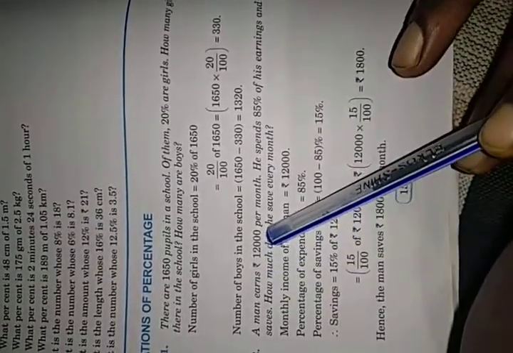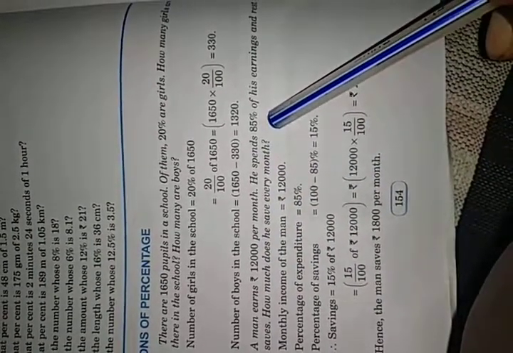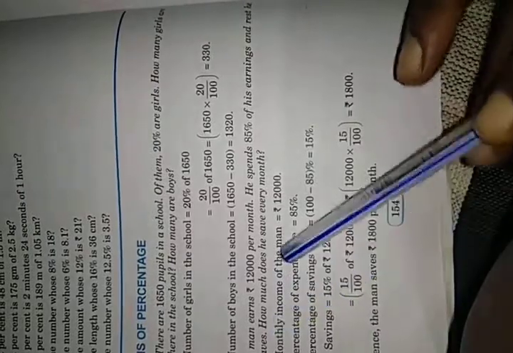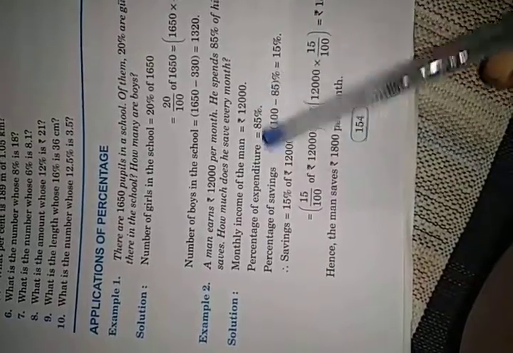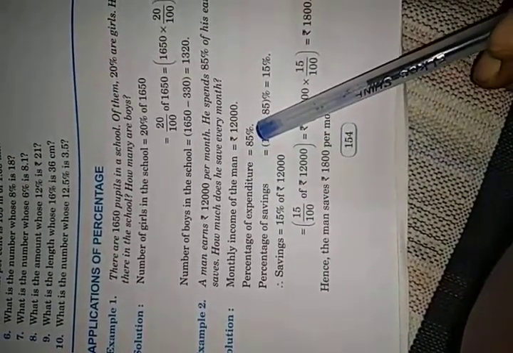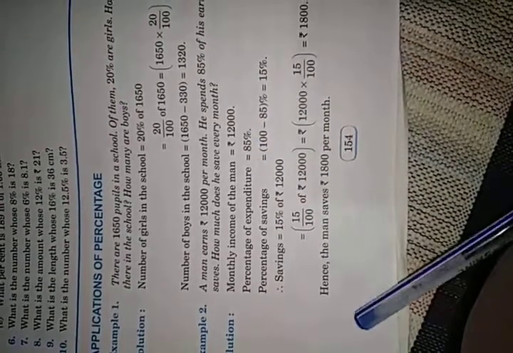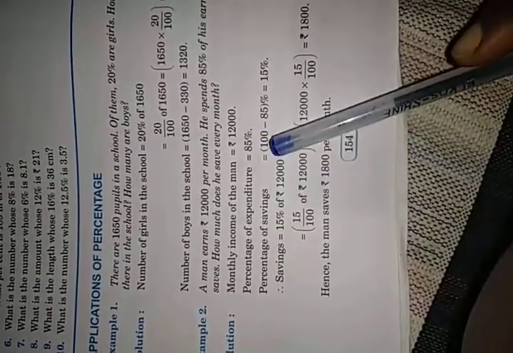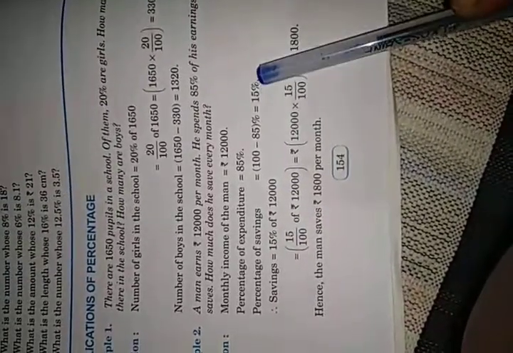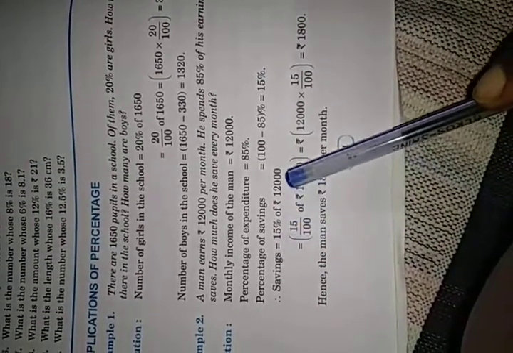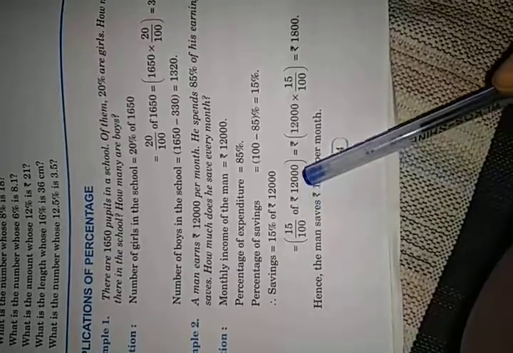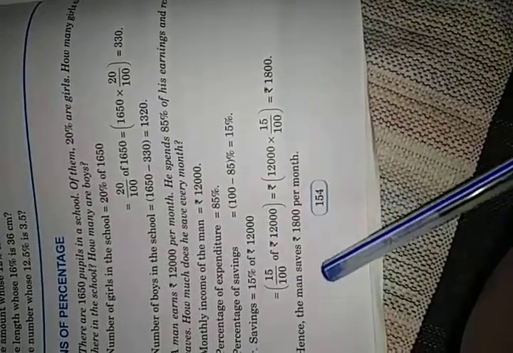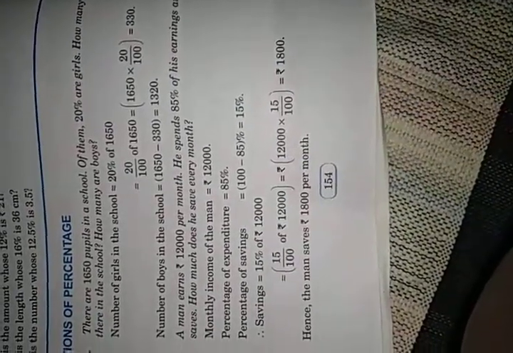A man earns rupees 12,000 per month. He spends 85% of his earning and the rest he saves. How much does he save every month? You see, the monthly income of the man is 12,000. Percentage of expenditure is 85%, means 85% of his income. So percentage of saving is 100 minus 85%, that is 15% of his income. So saving is equal to 15% of rupees 12,000. So 15 by 100 into 12,000 gives 1,800. Hence, the man saves rupees 1,800 per month.